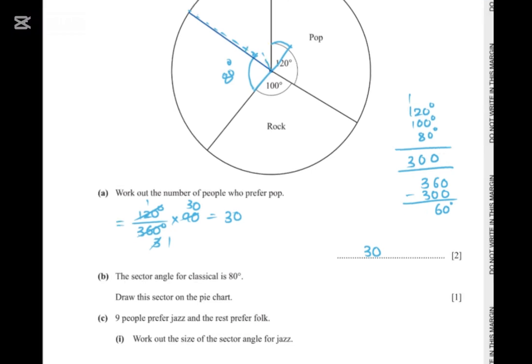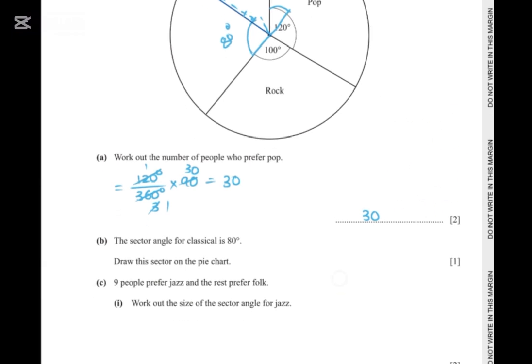Yes, 9 people prefer jazz. We need to find the sector angle for jazz only, so I think we don't need to do all this. We just have to take 9 out of 90. 9 by 90, that is the total number of people, multiplied by the complete angle. The zeros cancel and the 9 cancels, and we get 36 degrees. So the sector angle for jazz is 36 degrees.